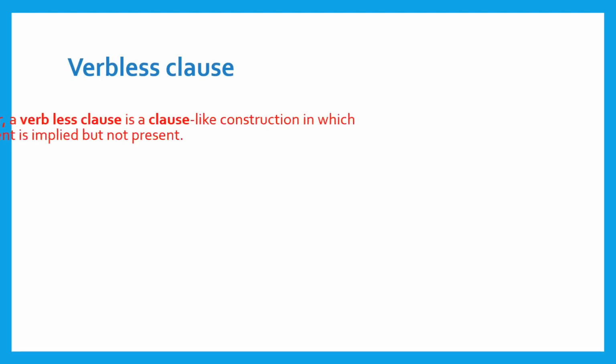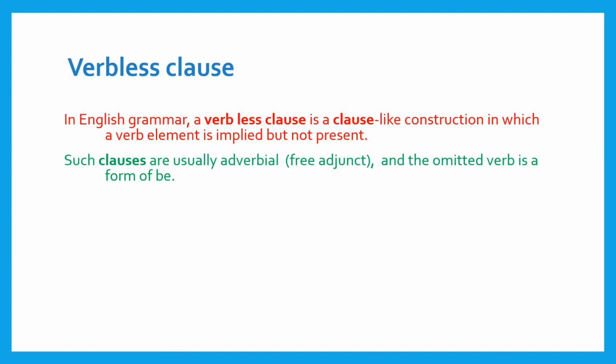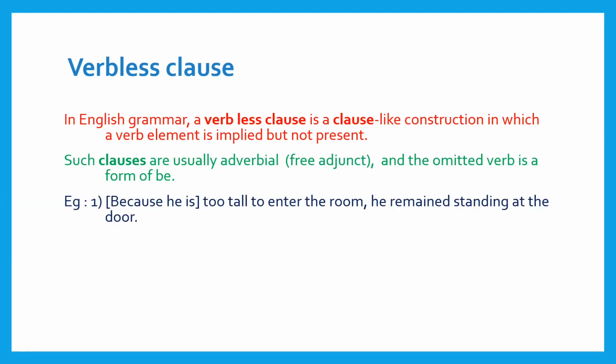Dear students, here is a third form of clause, which is called the verbless clause. In English grammar, a verbless clause is a clause-like construction in which a verb element is implied but not present. Such clauses are usually adverbial, and the omitted verb is a form of the be verb. Example: too tall to enter the room, he remained standing at the door.